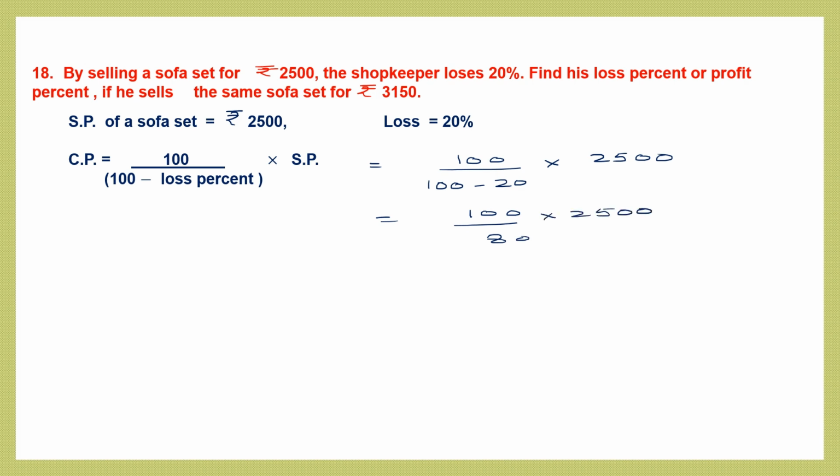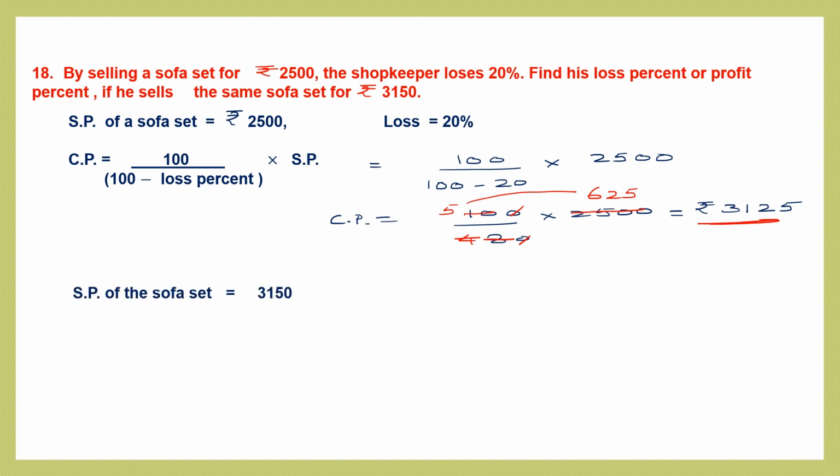Okay, let's simplify. Remove a 0 here. Now we can cancel 10 and 8. 2 fours are 8, 2 fives are 10. Now we can cancel 2,500 by 4. When you multiply 4 into 625, you will get 2,500. Now multiply 5 into 625, and that is 3,125. Now this is the cost price. So we have found the cost price, and that is 3,125 rupees.